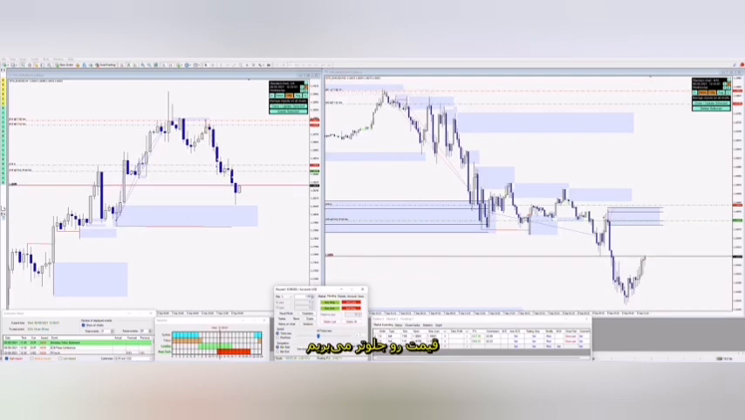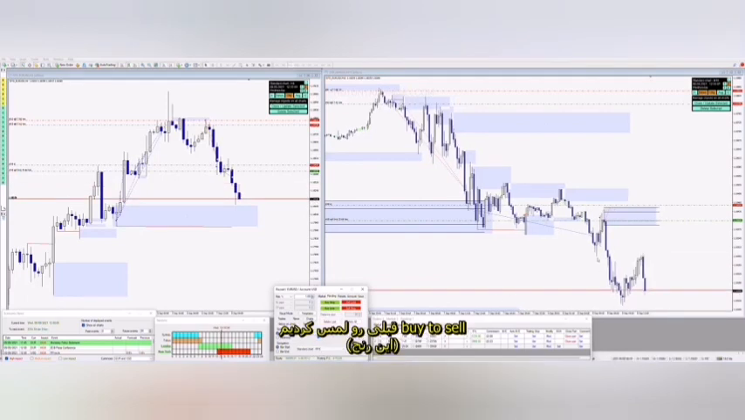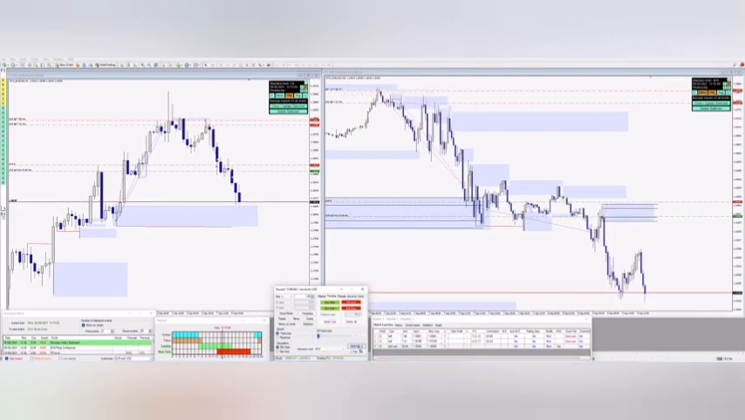Let's continue to play price forward. Okay, so we've tapped into the previous buy to sell here, right? This range, and we're pushing down. Let's see if we can get into 4-hour demand or not. That looks like we have. Yeah, we have. We've tapped into it now.